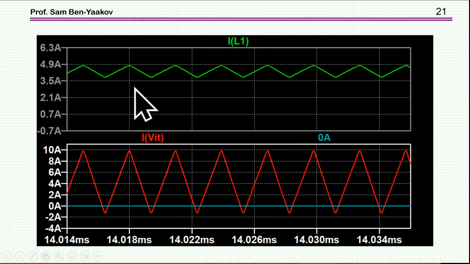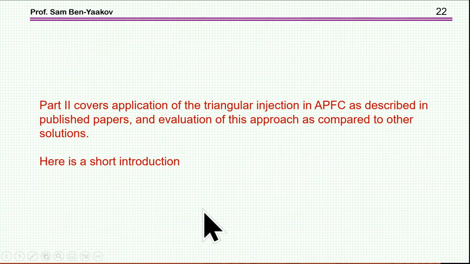This is the input current. Again, it's a DC with a small ripple, and here is the combined signal of the input plus the ripple, and here we see this negative portion here, which helps us to accomplish zero voltage switching and turn on of the lower transistor. Okay, so this is the idea behind this approach.